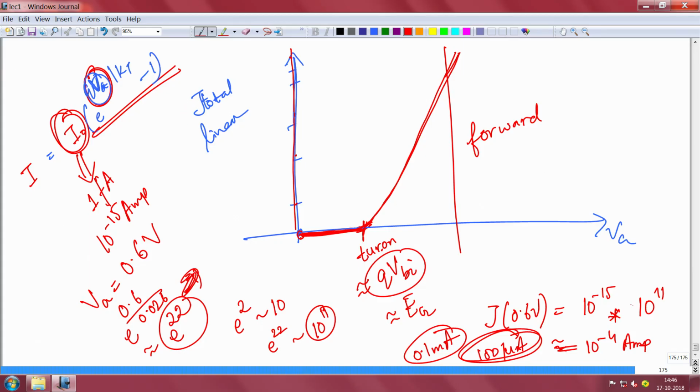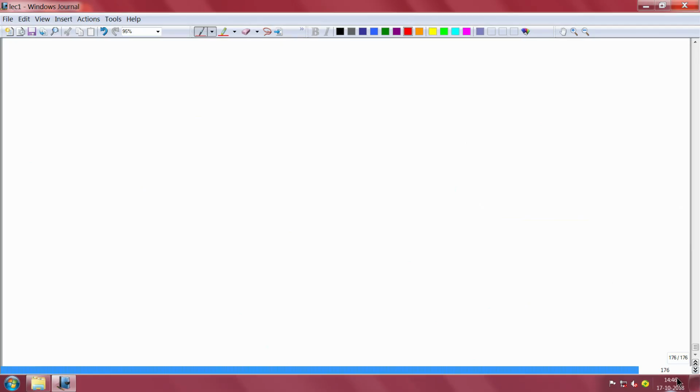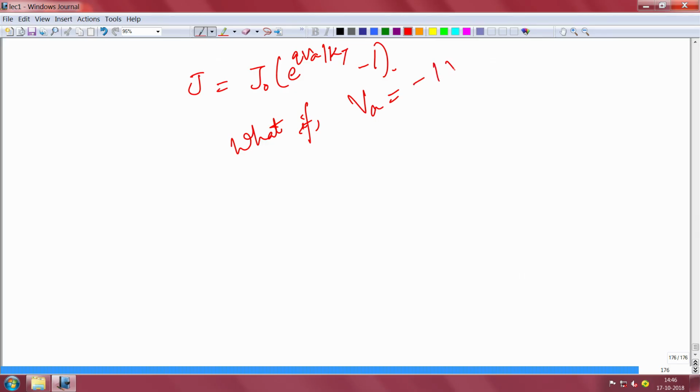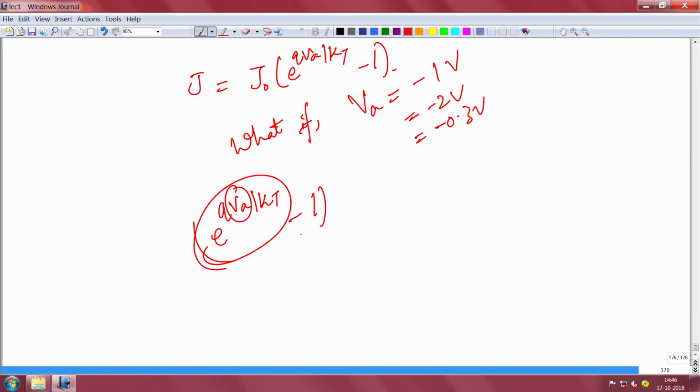So, now what again you have to think about here is, suppose J is equal to total current, J naught. What if the applied voltage is negative, say minus 1 volt or say minus 2 volt or say minus 0.3 volt, whatever, what will happen then? So, you see this term e to the power qV_A by kT minus 1, right. If your V_A is negative, then this quantity becomes very small. Very soon this quantity will become almost 0, right.